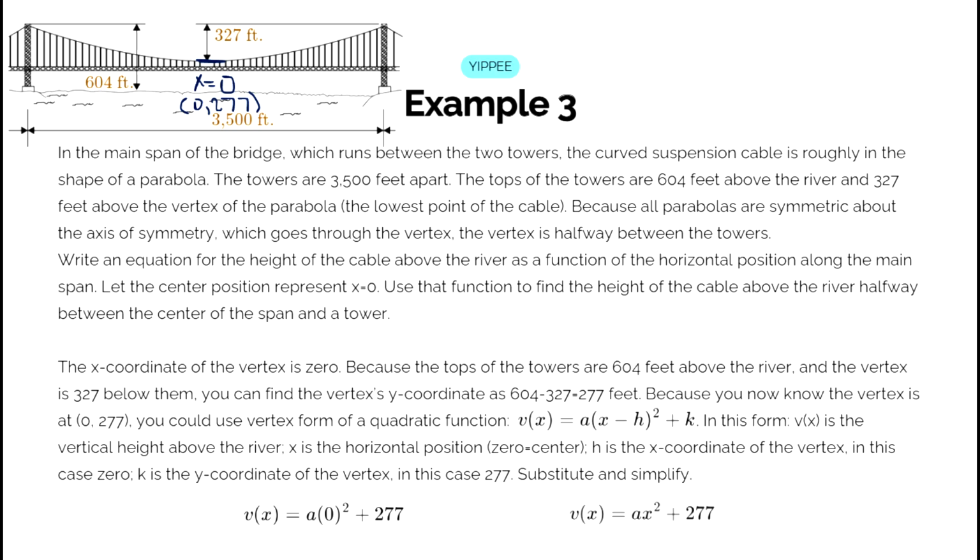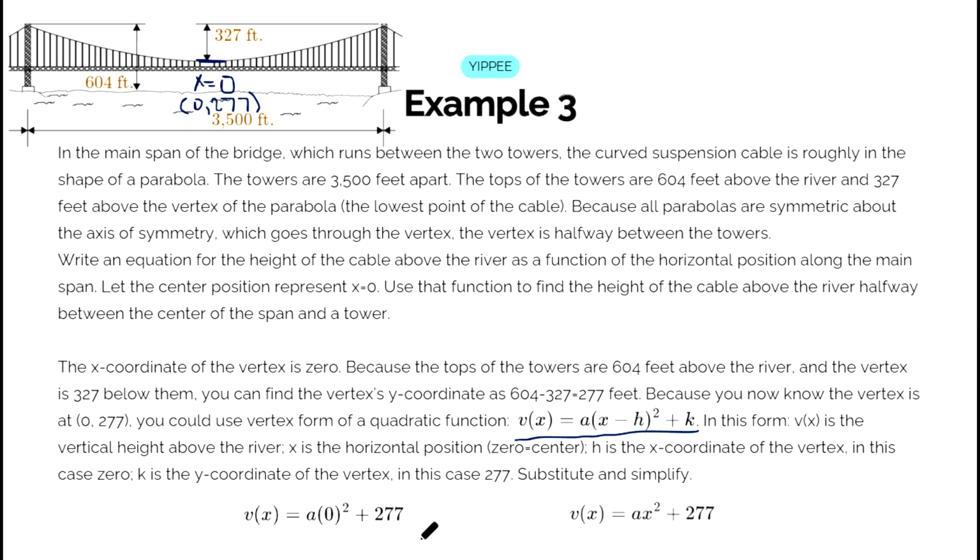Because you know the vertex is at (0, 277), you could use the vertex form of the quadratic function, which is right here. I didn't put that on the beginning slide, but this is the vertex form of the quadratic function. This should be in your notes. I'm probably going to need it, so I should write it down. In this form, v of x is the vertical height above the river, x is the horizontal position, 0 equals center, h is the x-coordinate of the vertex, in this case 0, k is the y-coordinate of the vertex, in this case 277. Substitute and simplify.